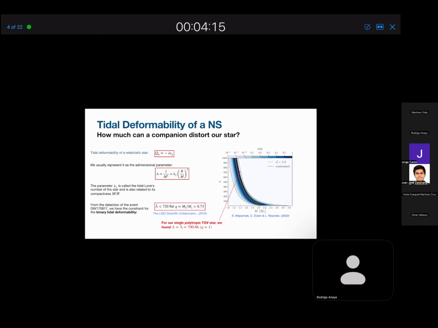These authors work with around 10 to the 8 equations of state, and also constrained the values of the tidal deformability in this plot, using observations from the LIGO collaboration, and also constraining the speed of sound squared to be under 1/3.